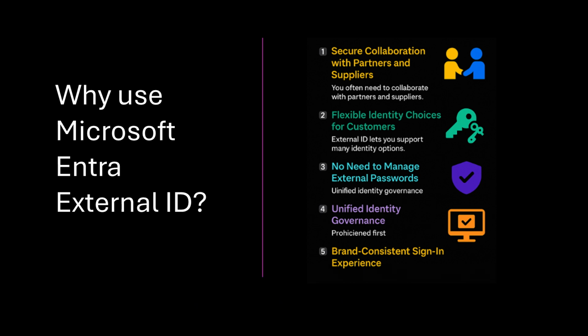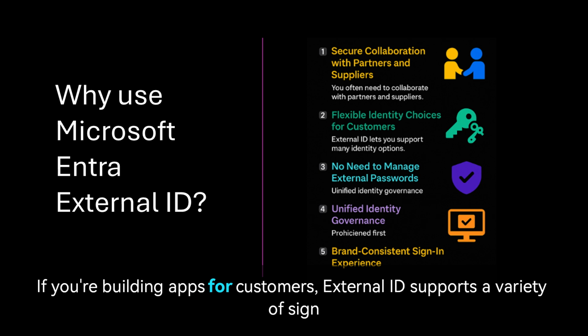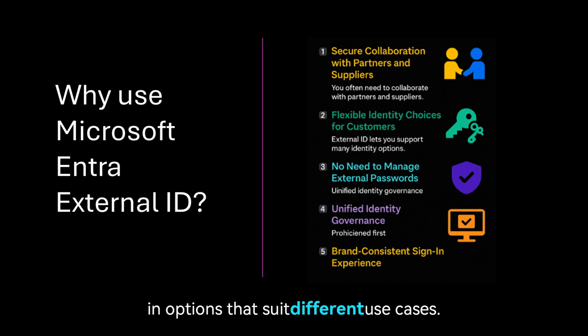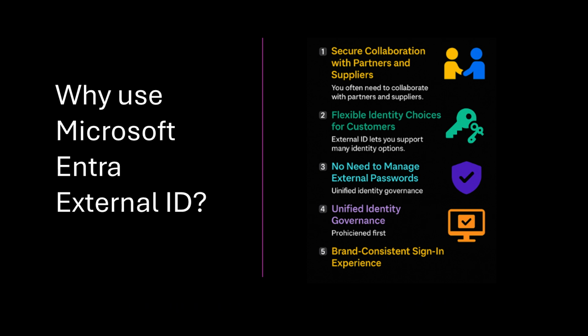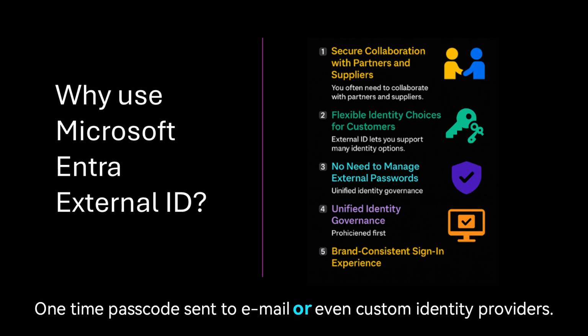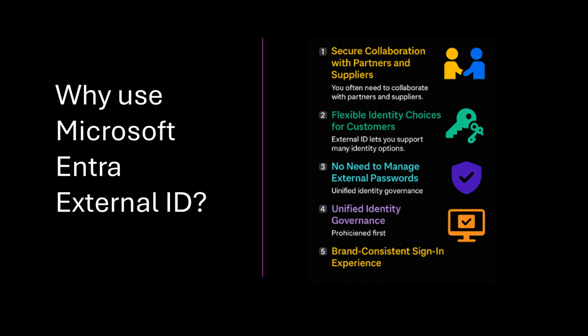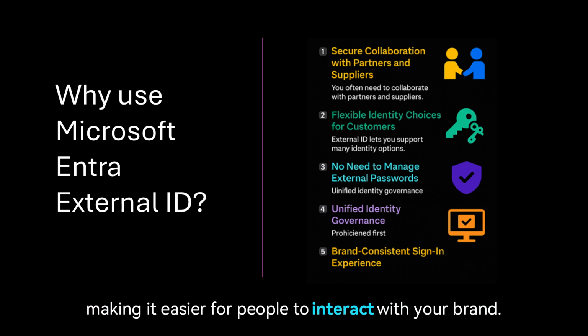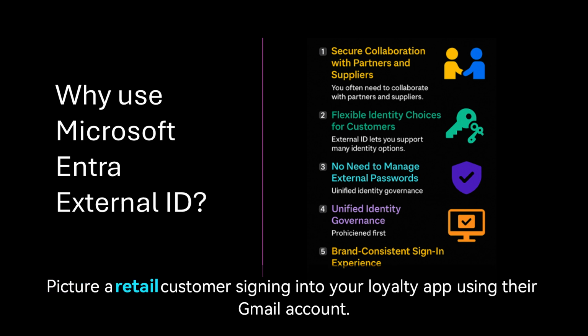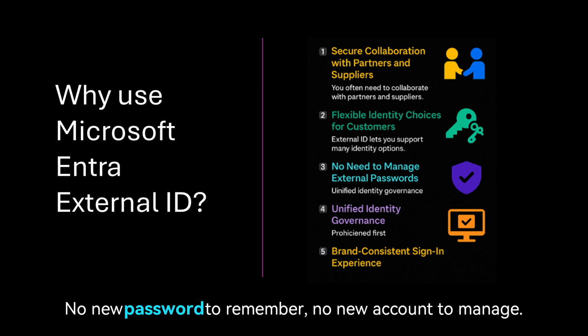If you're building apps for customers, External ID supports a variety of sign-in options that suit different use cases. Your customers can authenticate using social logins, one-time passcodes sent to email, or even custom identity providers. This flexibility improves the user experience and reduces friction, making it easier for people to interact with your brand. Picture a retail customer signing into your loyalty app using their Gmail account. No new password to remember, no new account to manage.